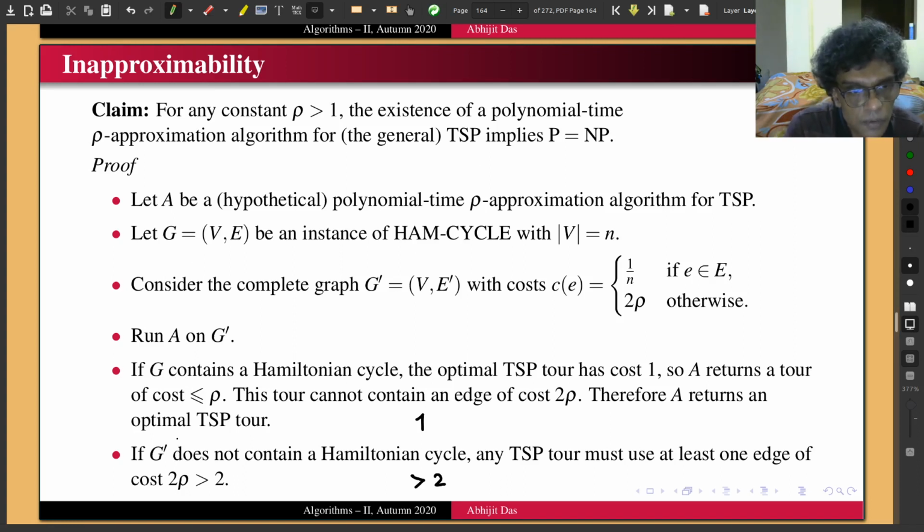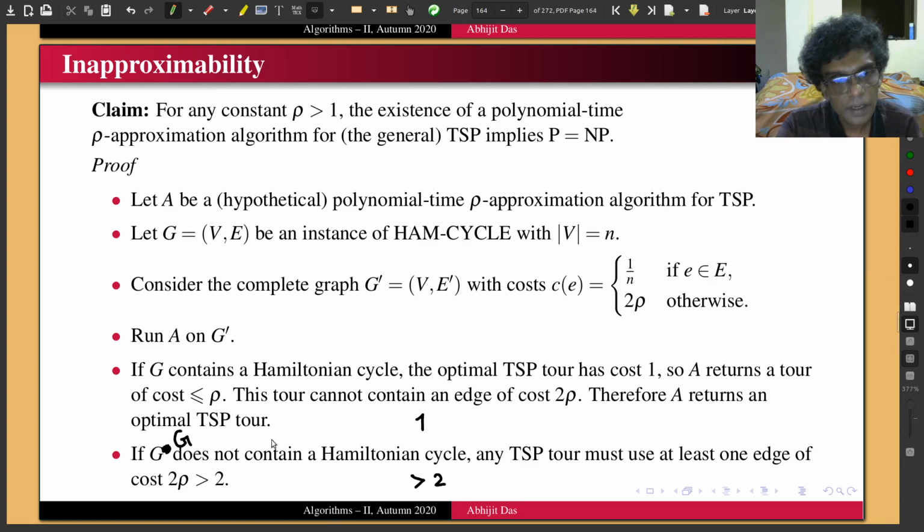Therefore, if such a hypothetical algorithm A exists, I can decide, okay, sorry, here is a mistake. It's not G prime, this is just G. Sorry, if G does not contain a Hamiltonian cycle. Okay. This gives us a polynomial time decider. The existence of A gives us a polynomial time decider for the Hamiltonian cycle problem. But we know that the Hamiltonian cycle problem is NP complete. Therefore, the existence of a polynomial time decider for this Ham cycle problem will imply P is equal to NP.